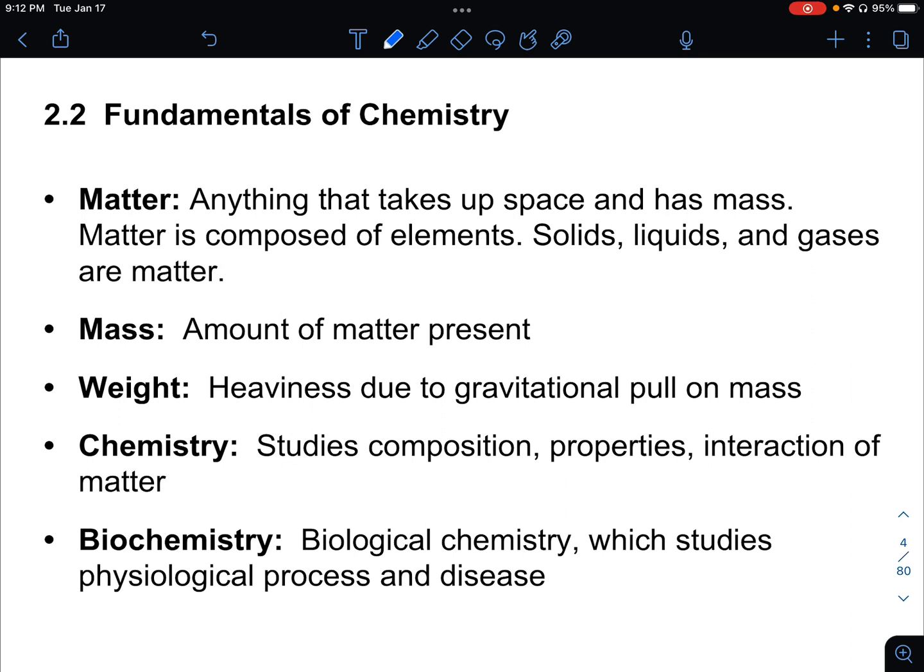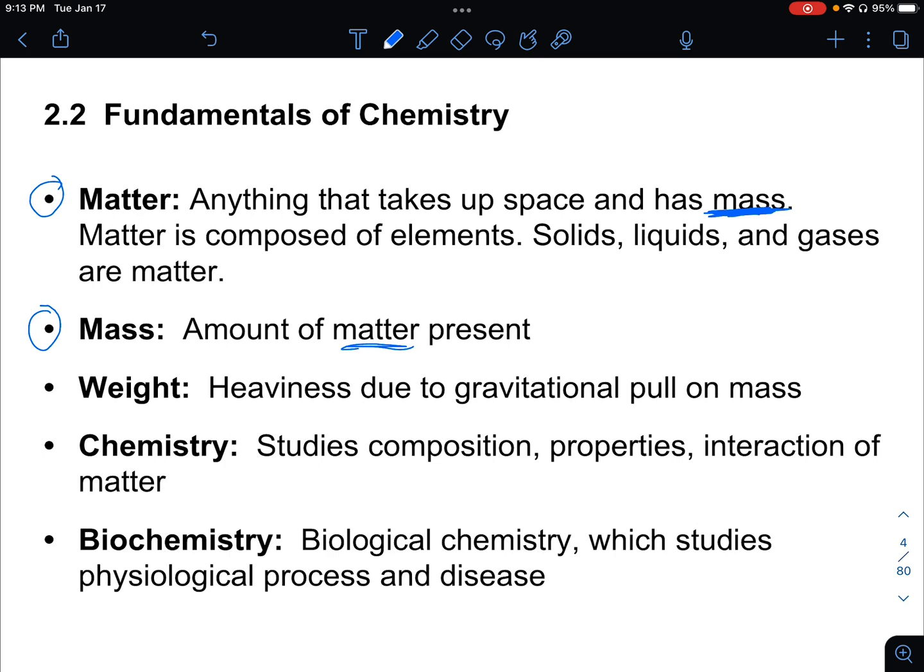So we talked a little bit about these things. Let's talk about the fundamentals of chemistry. So we said matter is anything that takes up space and has mass. Although I want you to look at this because the definition of matter and mass are two different things. Anything that has matter does have mass, and mass is the amount of that matter present.